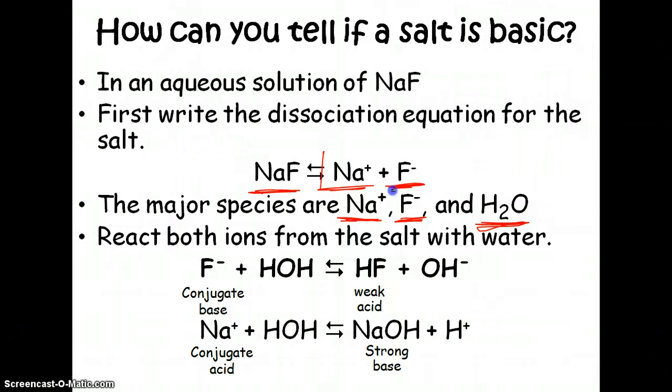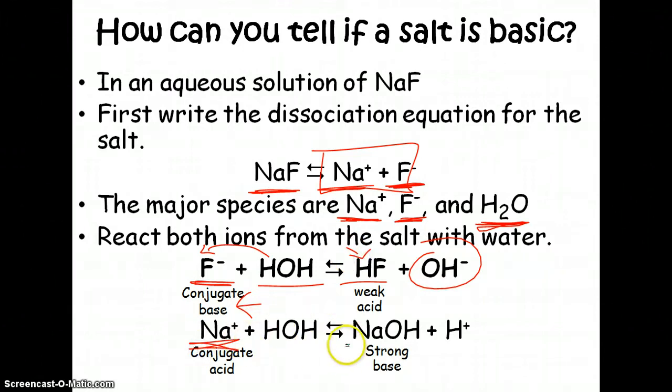I then take both of the ions that were produced from the salt and react them separately with water. So first the F minus with water. F minus is going to take an H, so you're going to get HF and then OH minus. So this is obviously a base because it's producing hydroxides and accepting a hydrogen ion. And then I'm going to take the Na plus and do the same thing, and it's going to make me NaOH and H plus. So this is the acid here.